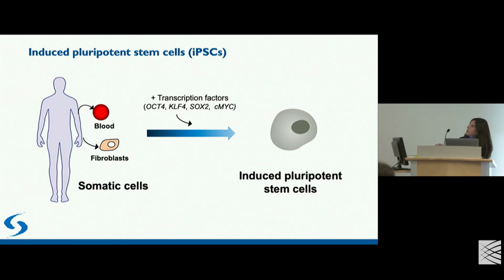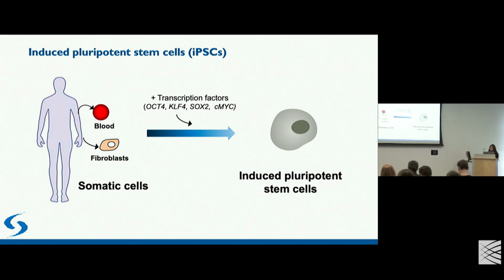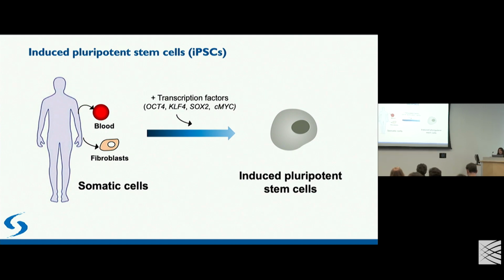Induced pluripotent stem cells, on the other hand, are derived from somatic cells, such as blood or fibroblasts, and they can be reprogrammed to an embryonic-like pluripotent state, typically by the addition of transcription factors such as OCT4, KLF4, SOX2, and c-MYC.